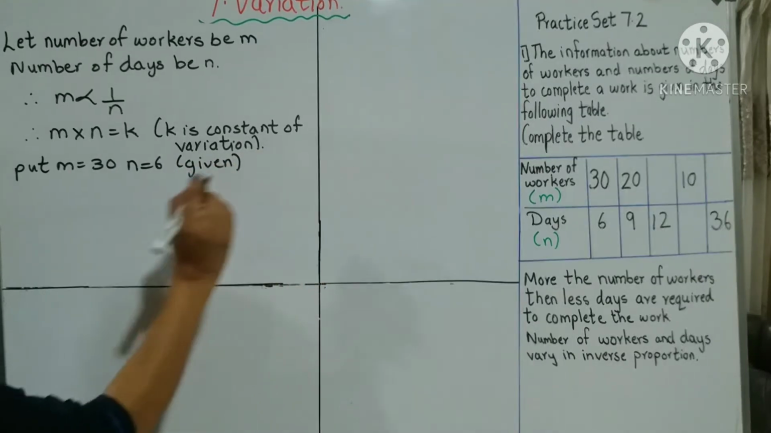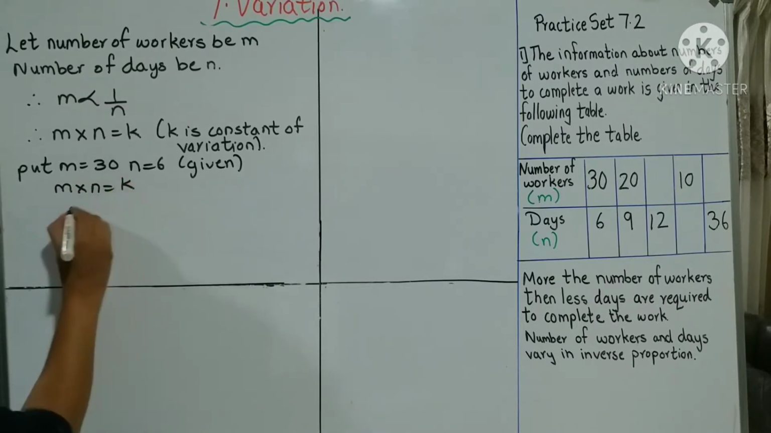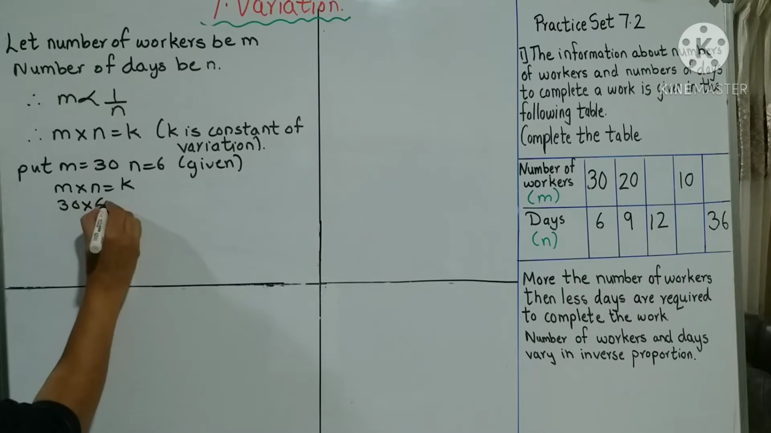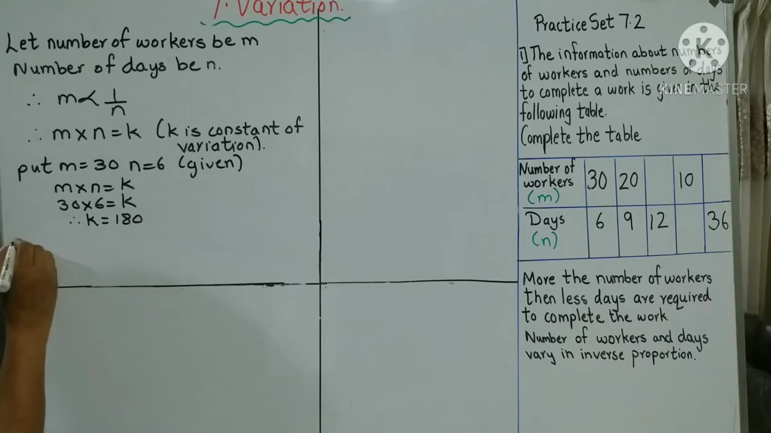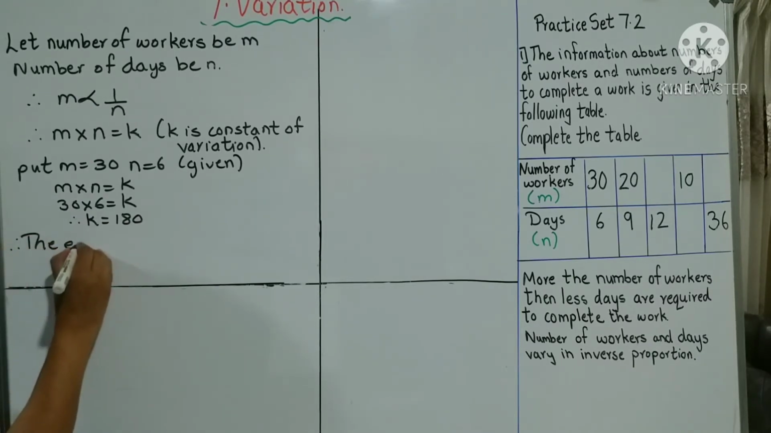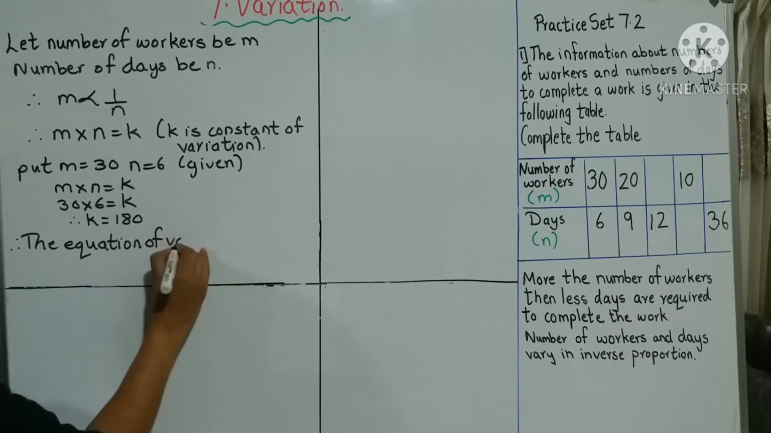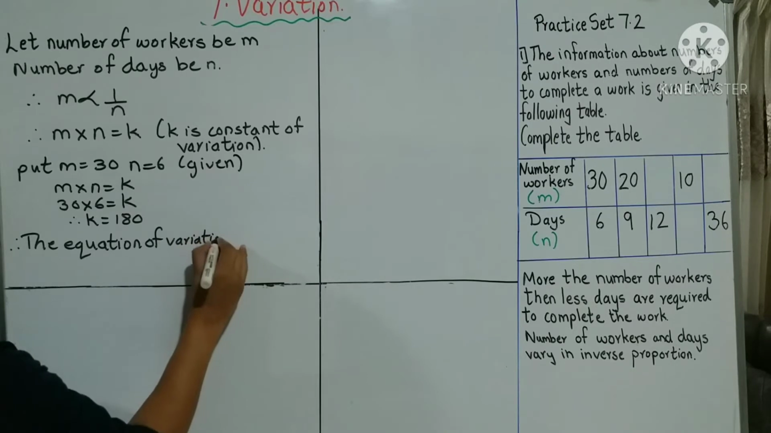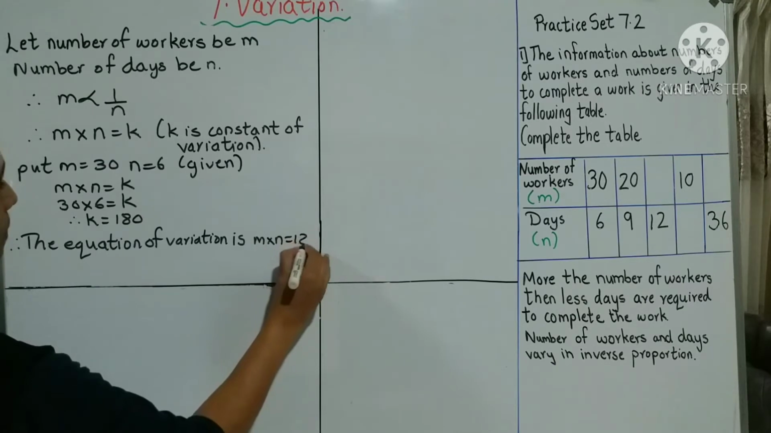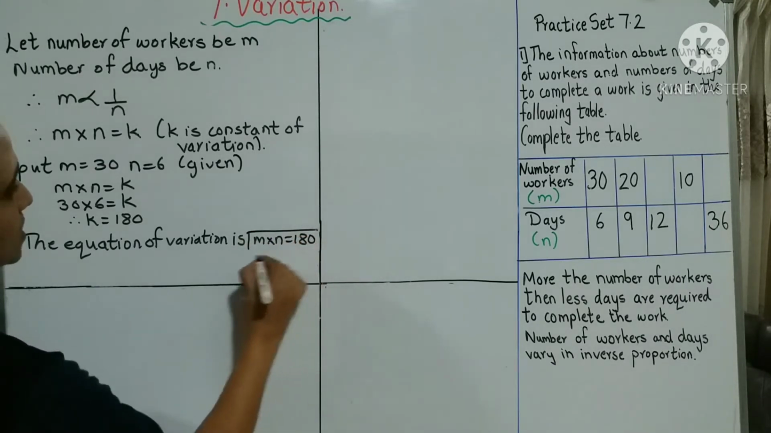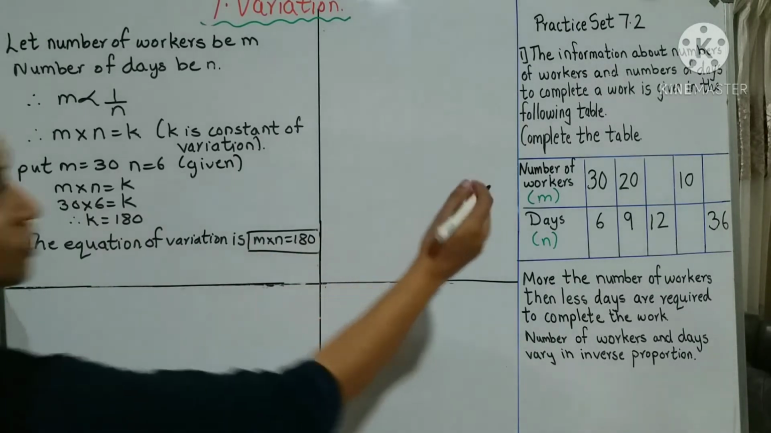You can even take the other value. m into n is equal to k. 30 into 6 is equal to k. Therefore, k is equal to 180. Therefore, the equation of variation is m into n is equal to 180. We are going to use this equation and find out the remaining values from the table.